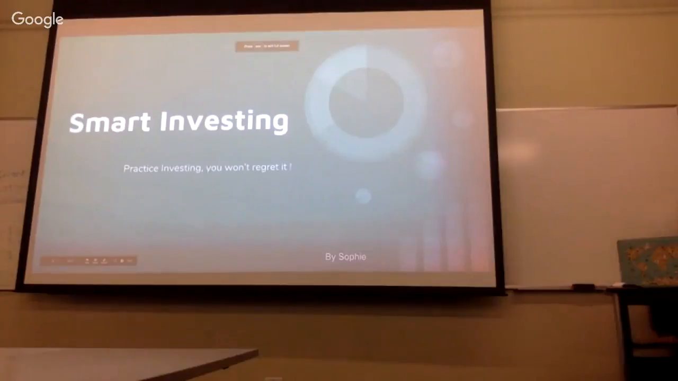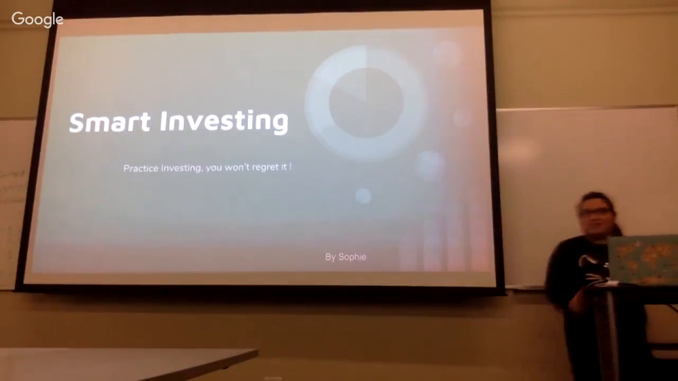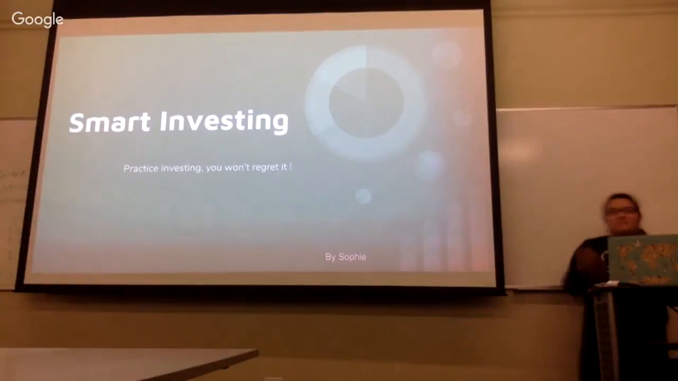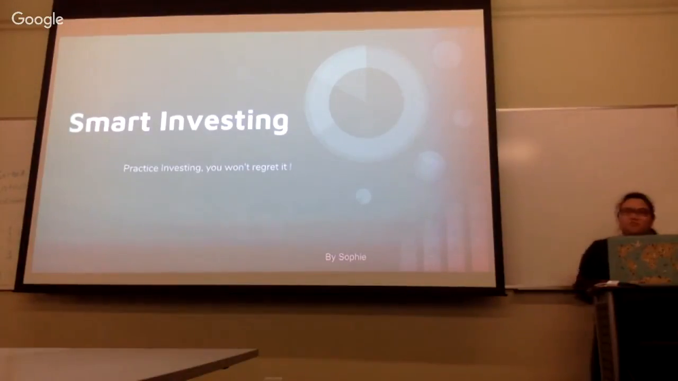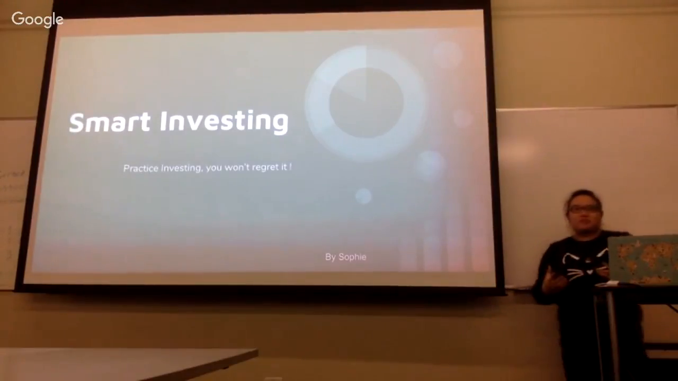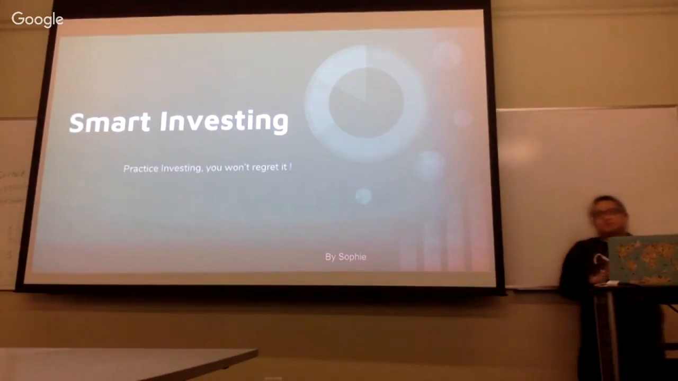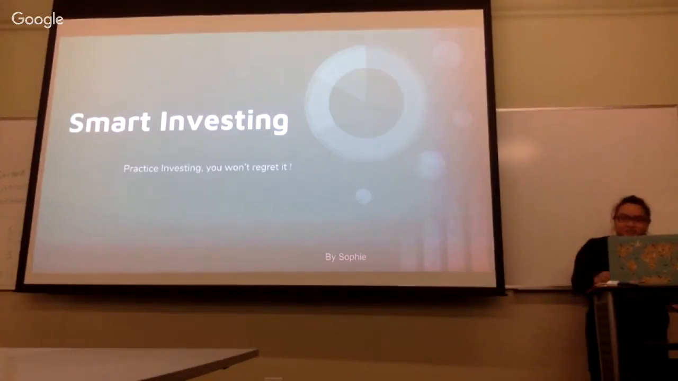So my application is called Smart. Practice investing in people. The problem in America is that the inflation rate is at 2.54%, and the average savings interest rate is 0.5%. Hence, you're losing value on your money every time you invest in a savings account. So you should practice investing.